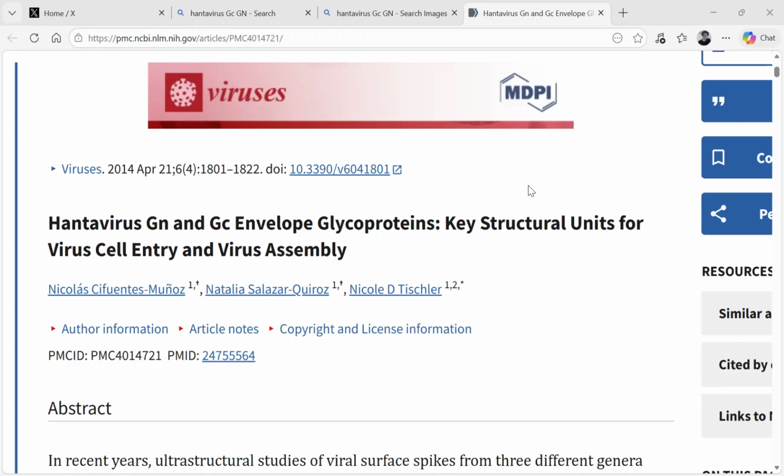This is a paper that was released in 2014 about the hantavirus glycoproteins. These are the spikes that are coming off of the envelope that assemble to a receptor. We're going to talk about receptors in a different video. This is going to be going into the details of the GN and the GC envelope glycoproteins.